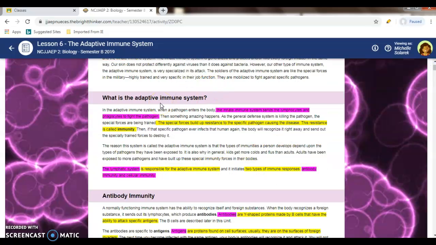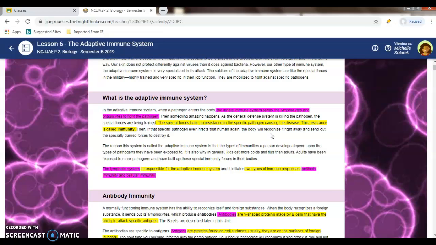So starting with the adaptive immune system, what is it? The adaptive immune system is when the pathogens enter the body and the innate immune system sends the lymphocytes and phagocytes to fight the pathogens. Special forces build up resistance to the specific pathogens causing the disease. This resistance is called immunity. Then, if that specific pathogen ever infects the human again, the body will recognize it right away and send out the specially trained forces to destroy it.